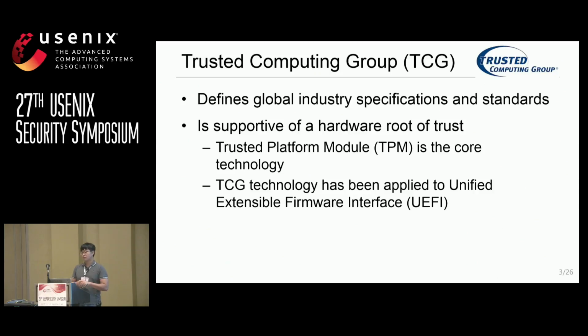In our paper, we presented two vulnerabilities, CVE-2017-16837 and CVE-2018-6622. To understand these vulnerabilities, you need to know the architecture of Trusted Computing Group, TCG. TCG is a not-for-profit organization and defines and promotes global industry specifications and standards. It is supportive of a hardware-based root of trust, and Trusted Platform Module is the core technology of it. TCG technology was already applied to UEFI and has been working in your system.